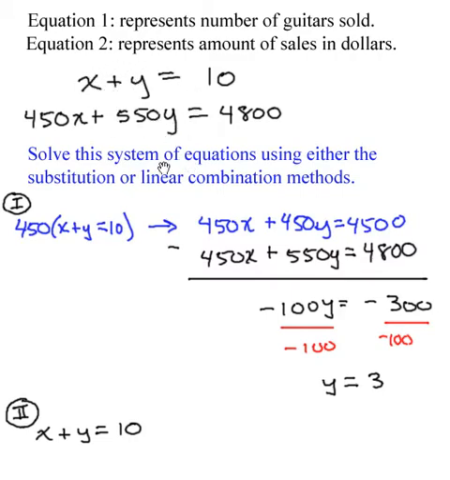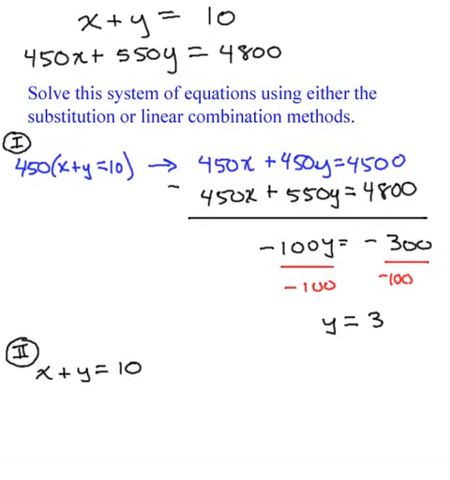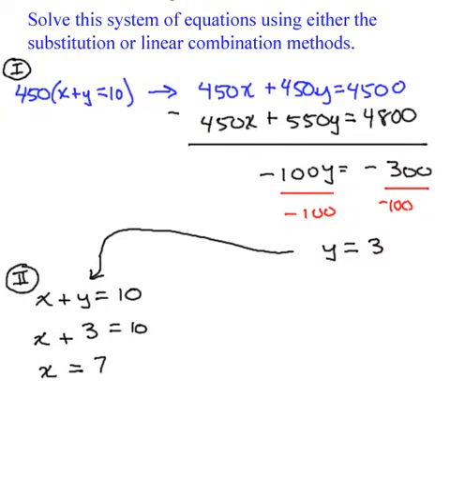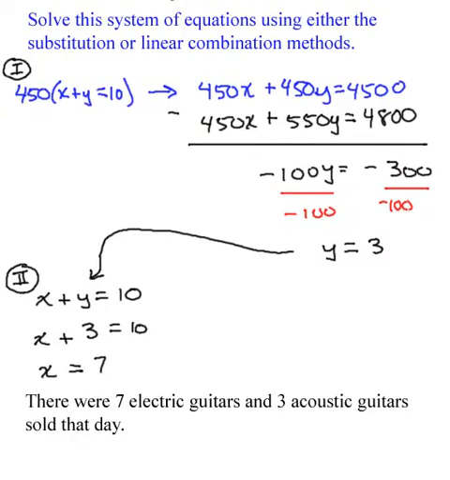I recommend the first equation, seems much easier to solve. If x plus y is equal to 10, we now know that y is 3, so we're going to substitute that in, and then subtract 3 from both sides. We're going to solve, and we find out that x is equal to 7. And let's remind ourselves what that meant. X was representing how many electric guitars were sold, and Y was representing how many acoustic guitars were sold. So that particular day, there were 7 electric guitars sold and 3 acoustic guitars sold.